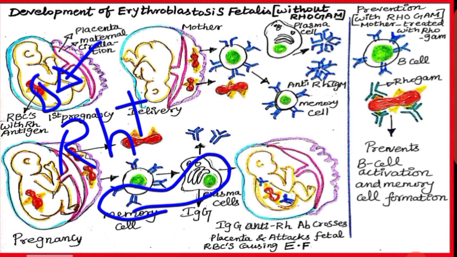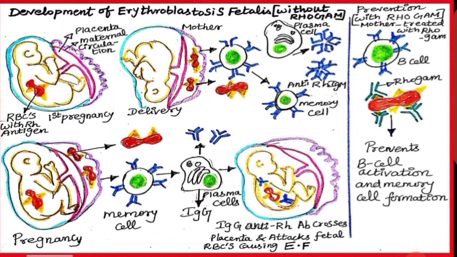The mother will prepare specific memory B cells. Recall the blood transfusion. The mother will prepare the specific memory B cell, which will preserve memory for this particular antigen for her whole lifetime. Thus, memory B cells are produced by the mother's immune system. This memory cell will recognize the particular RH antigen throughout her lifetime.